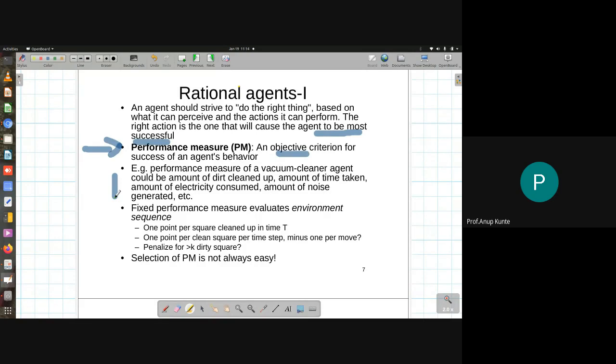Because ultimately, एक एजेंट रैशनल एजेंट होगा अगर वो करेक्ट एक्शन लेगा, और करेक्ट एक्शन कौन सा होगा? The correct action will be the action that makes the agent more successful. I hope this is now clear to you, where exactly this performance measure fits into the scheme of things.